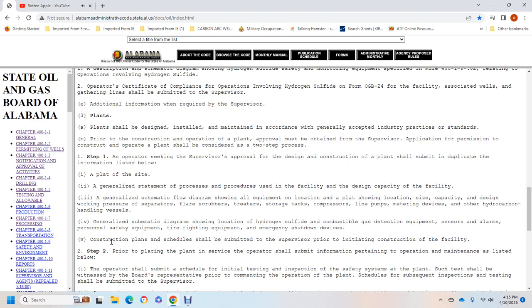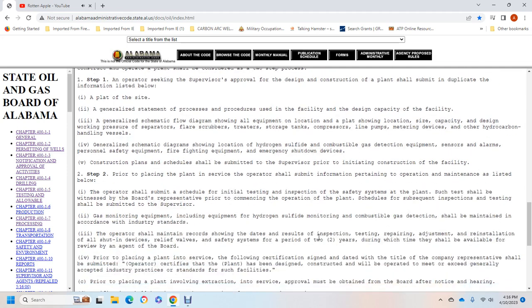2, a generalized statement of the process and procedure of the facility with the design capacity of the facility. 3, a generalized schematic flow diagram showing all the equipment, the location, plot scope, location, size and capacity for the design, working pressure for the separator, flare, scrubbers, grader, storage tank, capacity for the line pump, the heating device and other hydrocarbon handling devices. Generally, schematic diagrams show the location of hydrogen sulfide and combustible detection equipment, the sensors for the alarms, personal safety equipment, the firefighting equipment, emergency shutdown devices. Construction plan and schedule shall be submitted to the supervisor prior to initiating construction of the facility.